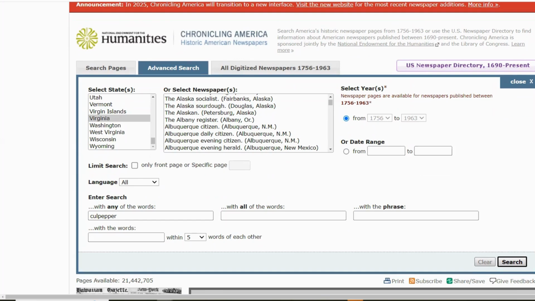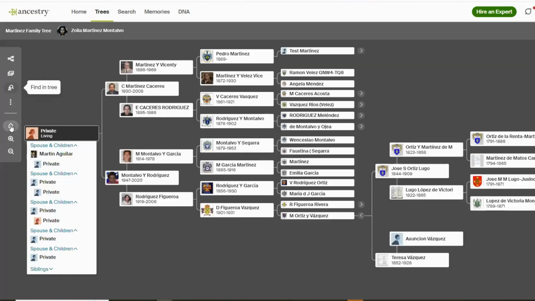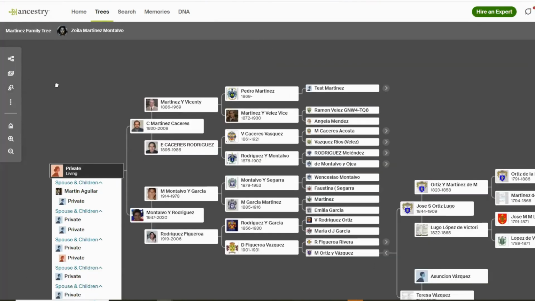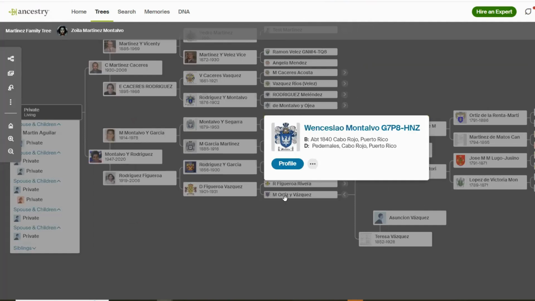If you saw my tree on my mother's side, with my second great grandfather, even though the Montalvos are founding families of Cabo Rojo, I don't have anybody after Wenceslao Montalvo and Faustina Segarra. There are just some brick walls. There are no documents. There's nothing to prove them or move them forward.